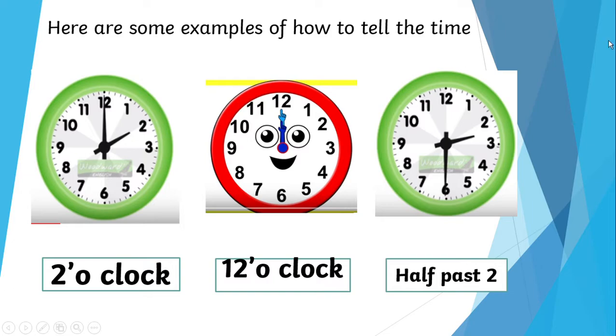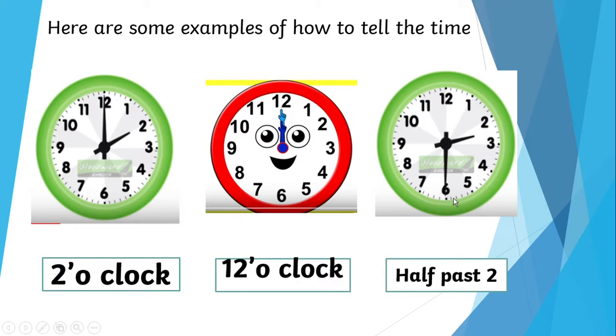What time is this clock showing? Yes, the hour hand is still pointing to number 2, but the minute hand has moved to number 6. If the minute hand is pointing to number 6, it shows half past time or 30 minutes. So how can we say this time? It's 2:30 or half past 2.